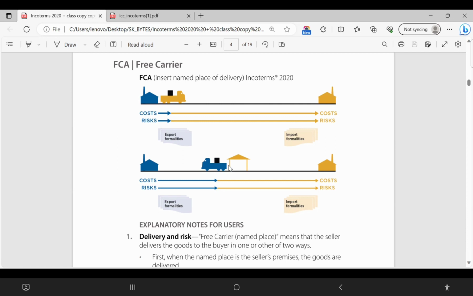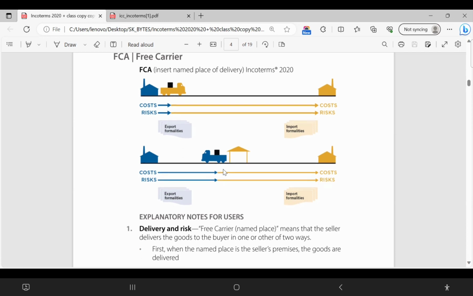Now again you see the color. Here, blue color means the named place is the beneficiary's place.